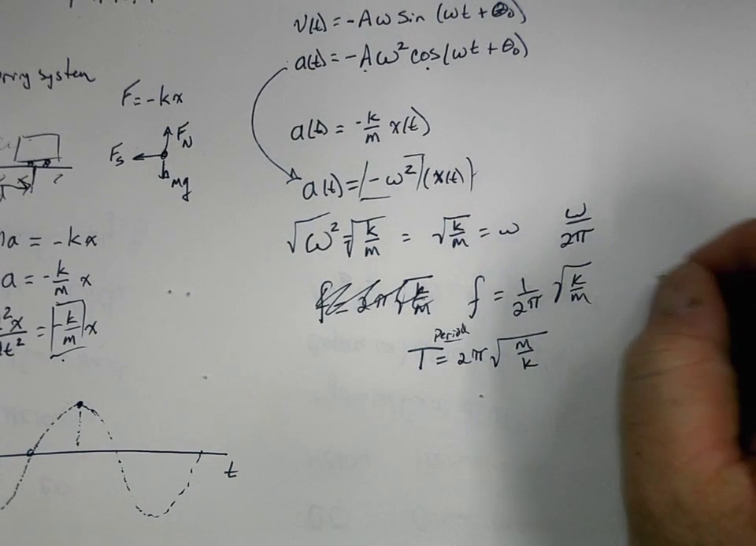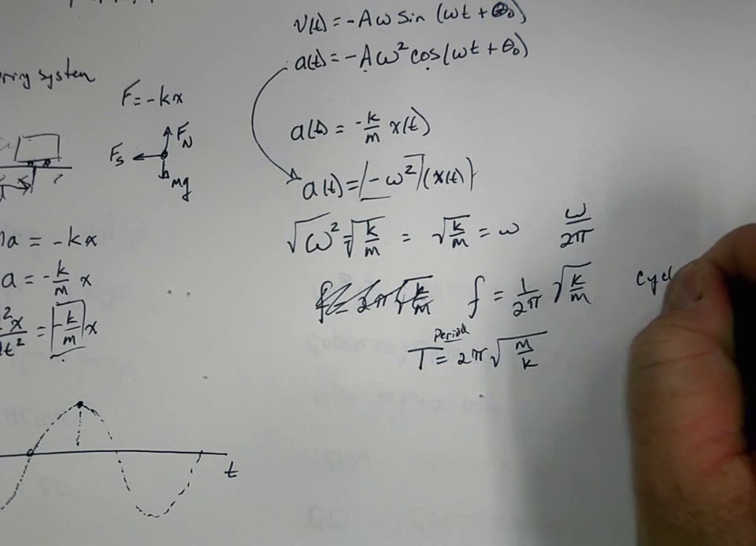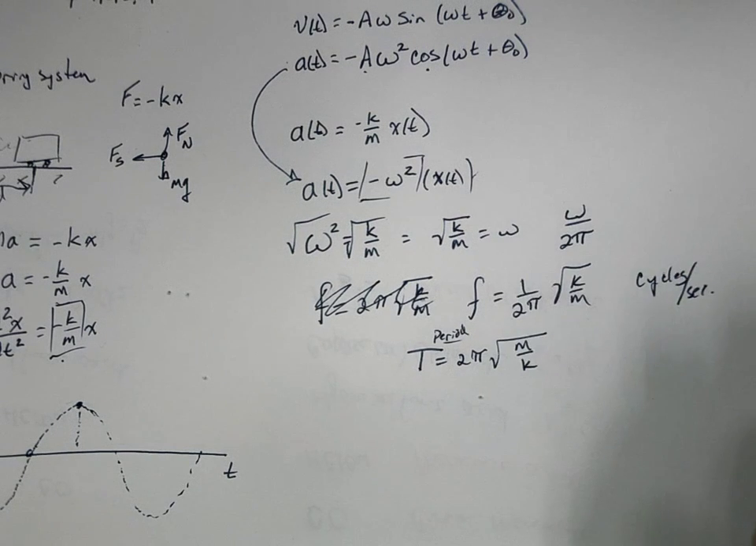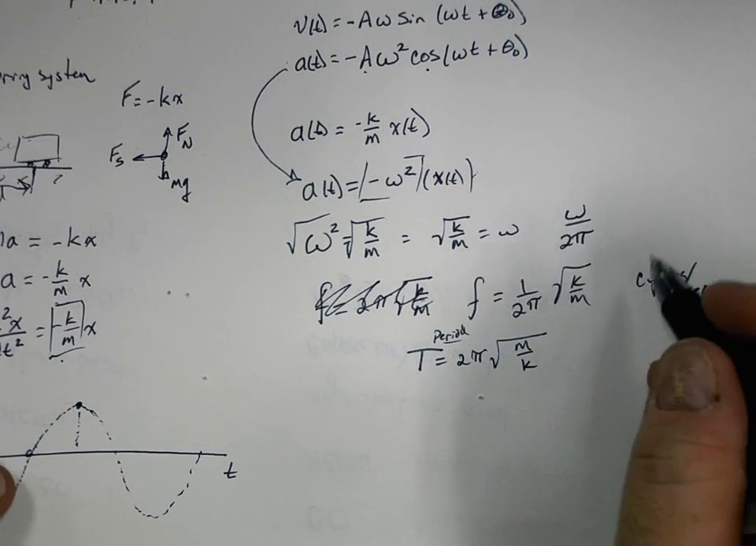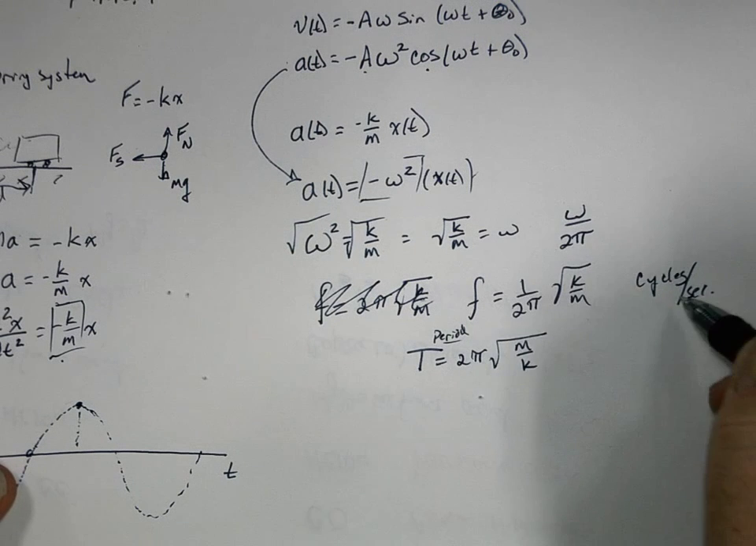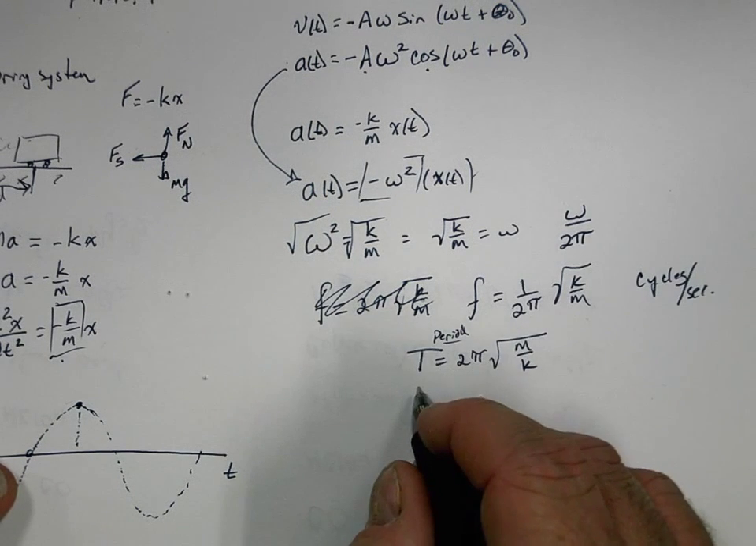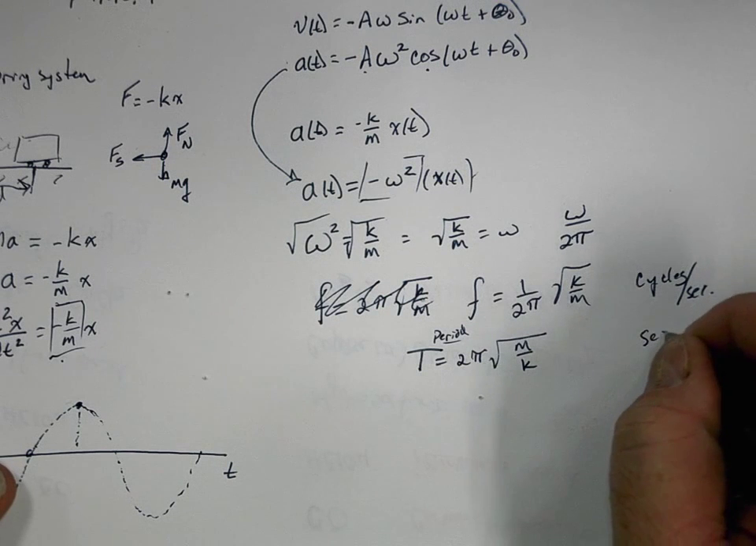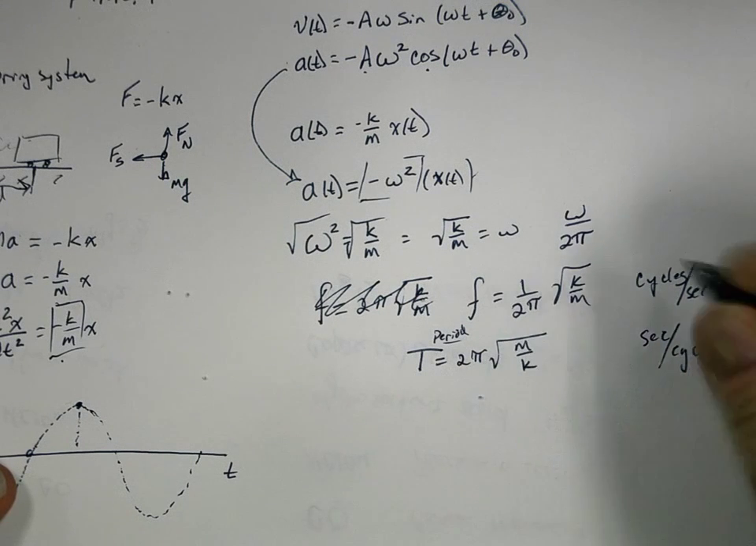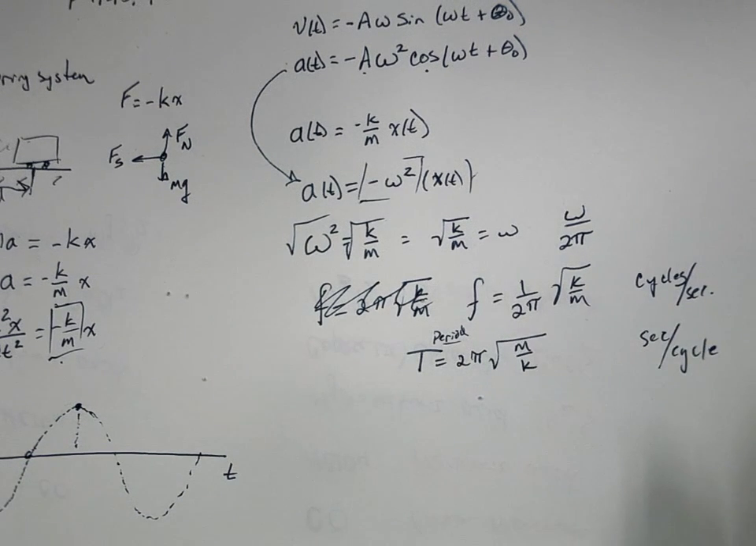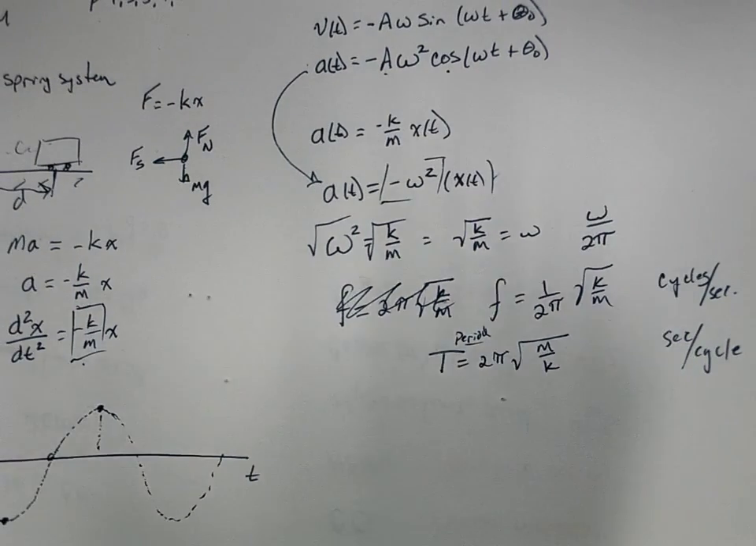If this is cycles per second, cycles per second is frequency, guys. Okay, so period would be the time for one cycle, which is the reciprocal, so we flip it over. Okay, so that's the basis behind simple harmonic motion.